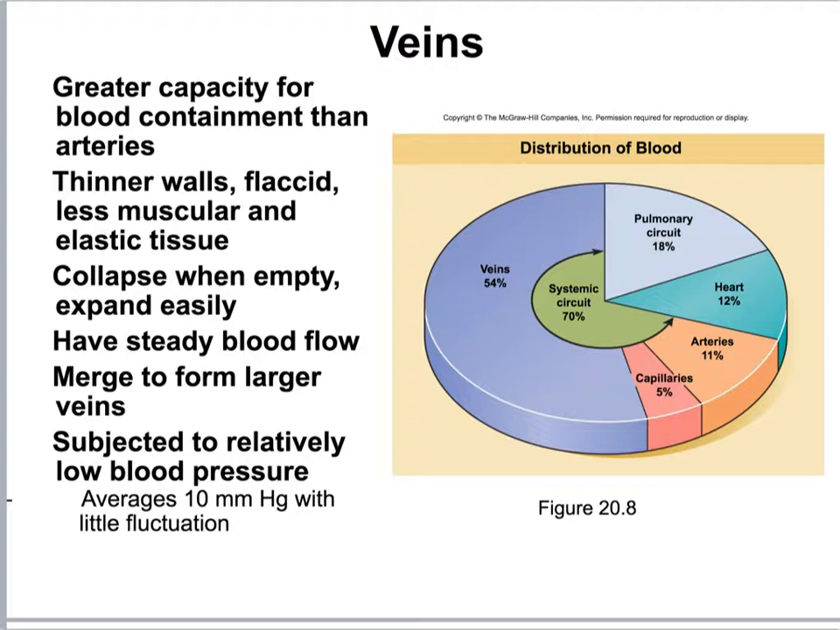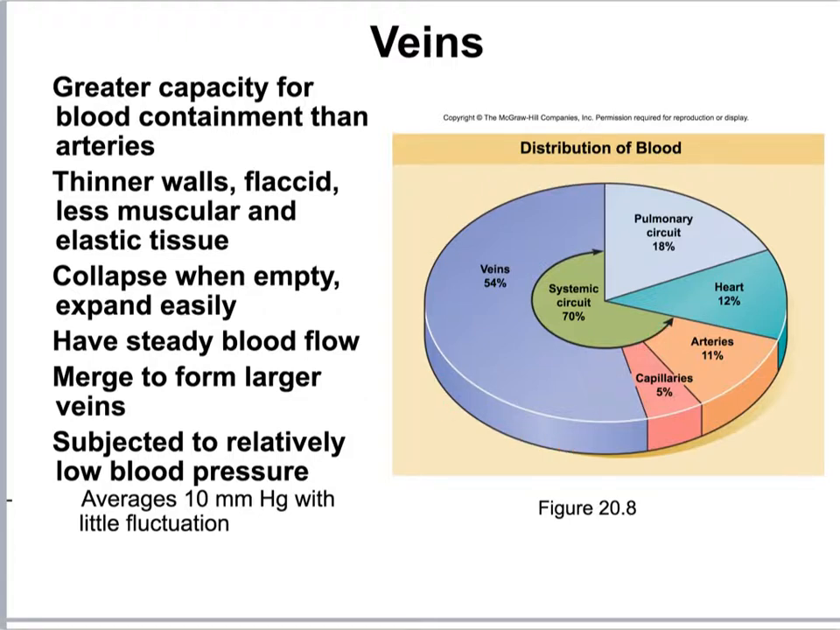At any point in time in your body, at least when you are at rest, most of your blood, about 70% of your blood, is in the systemic circuit, meaning that's the circuit that goes from your heart to your body and then back to your heart. About 18% of your blood is in the pulmonary circuit, so that's what goes from your heart to the lungs and then back to your heart. And about 12% is in the heart, depending upon what part of the cycle the heart is in at any one time.